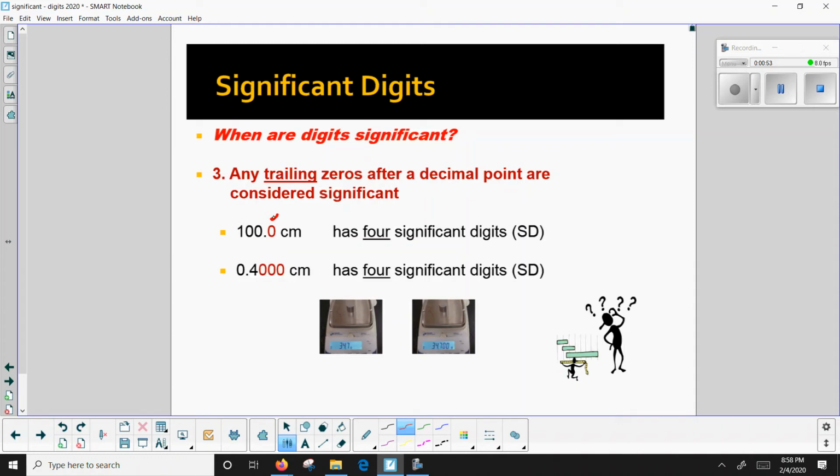So I've got this one, and the zeros in between here are sandwich rule ones, because if this is significant, the ones in between must be significant. So you've got 4 significant digits. Here, I've got 1, 2, 3, and 4 significant digits as well. So these are called, again, trailing zeros.